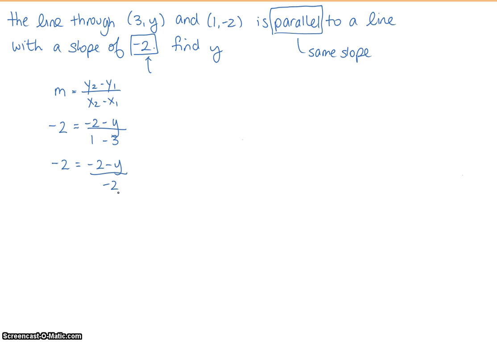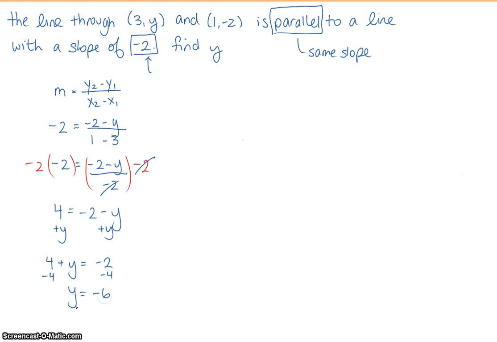We still need to isolate for y. So we need to somehow get rid of the denominator. So multiply both sides by negative 2, and then you will get positive 4 is equal to negative 2 minus y. These ones will cross out. We still need to isolate for y, so there's a couple ways you can do it. You can move y to the other side to make it positive, or you can do that at the end, whichever you're more comfortable with. Either way, whatever you do to one side of the equation, you do to the other side. And again, isolate for y, minus 4 on both sides, and then y is going to equal negative 6.